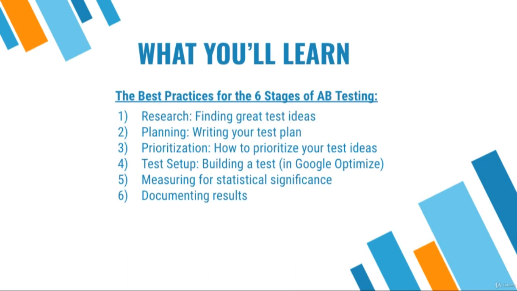This is important if you don't want the loudest or largest voices in your company getting their test ideas to the top of the queue. Fourth, I'll walk through several examples of setting up A/B tests in Google Optimize, Google's free A/B testing tool. Fifth, I'll dig into statistics needed to properly calculate statistical significance and determine a winning or losing test. And lastly, I'll explain how to document test results and why that's so important.